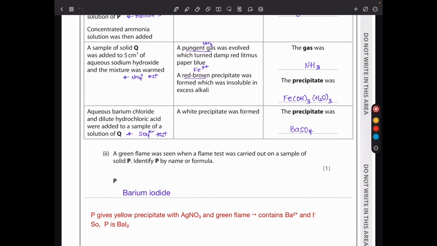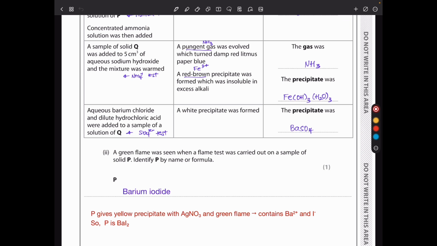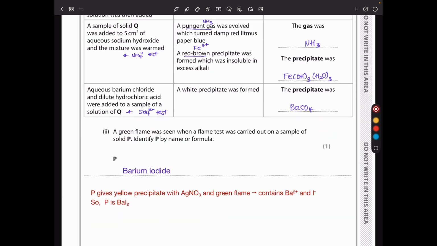Then they say aqueous barium chloride and dilute hydrochloric acid were added to a sample of a solution of Q. Here we're trying to test for sulfate anion, and a white precipitate was formed, proving that sulfate anion is there. So the precipitate here is going to be barium sulfate. Then a green flame was seen when a flame test was carried out on a sample of solid P. Identify P by name or formula. P contained iodide, and because there is a green flame, that is going to be barium iodide.